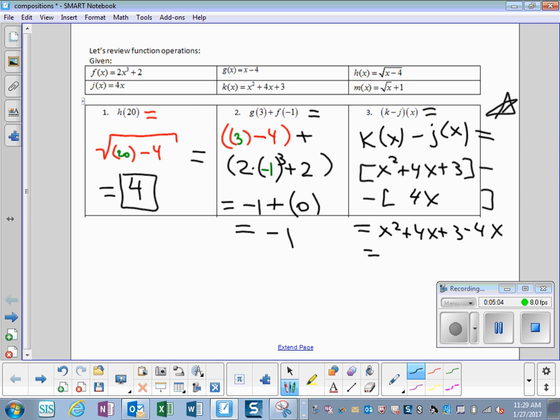Right, so now I just combine like terms. I have 4x minus 4x here. They cancel out. So x squared plus 3. I don't have a key, so check me. And that is my answer. Questions?